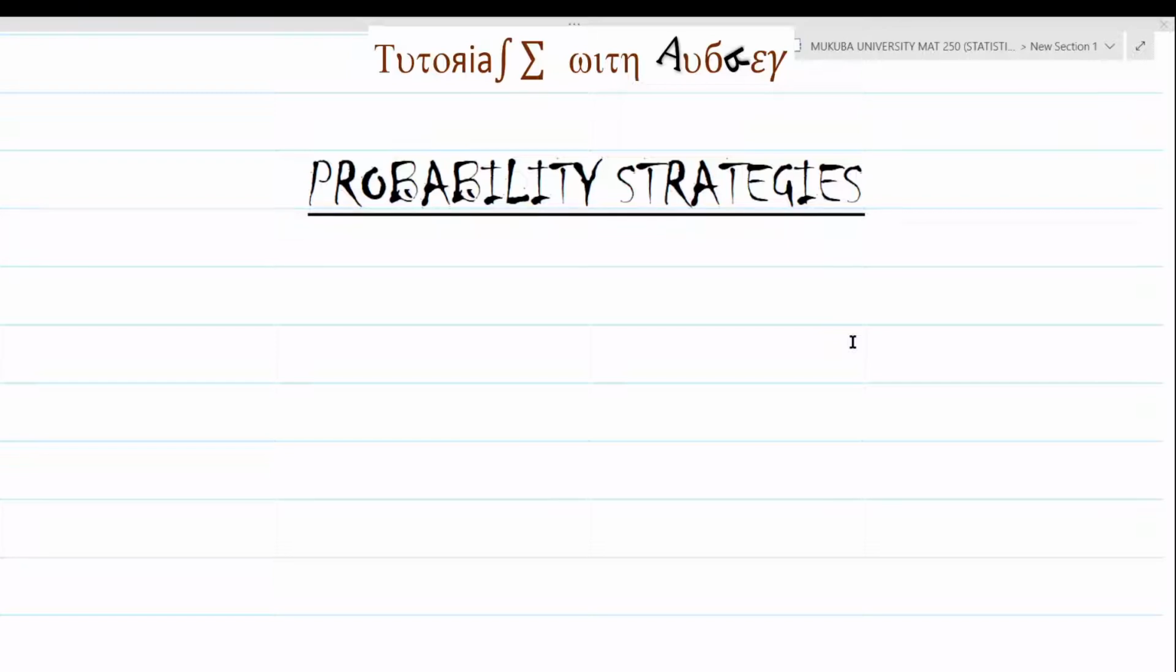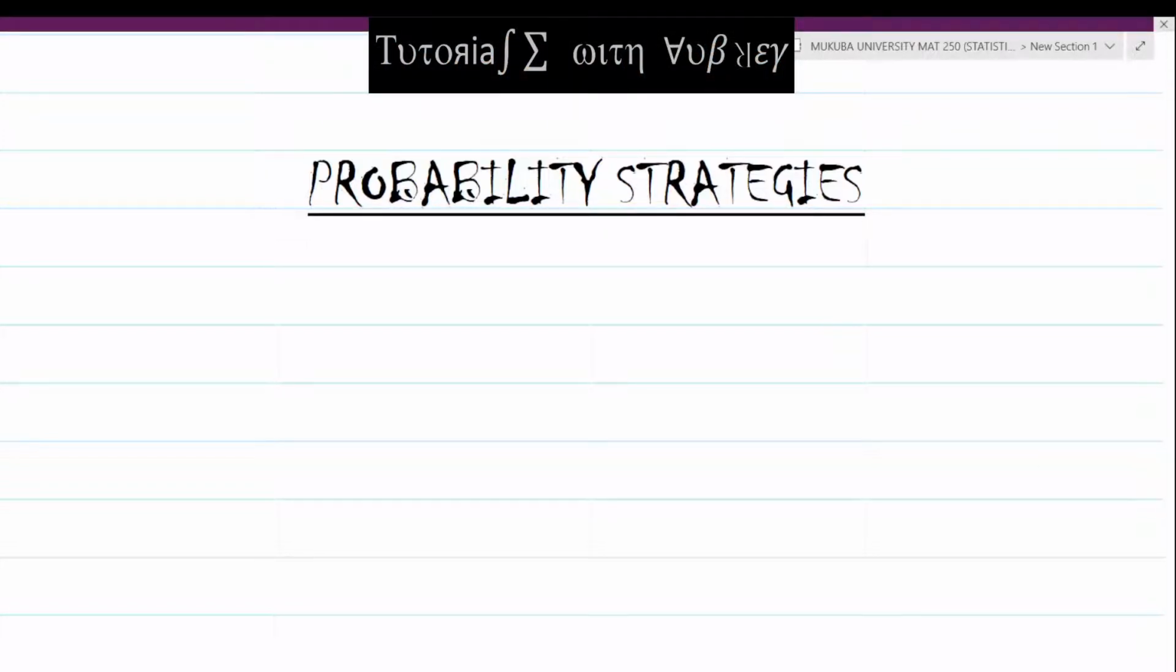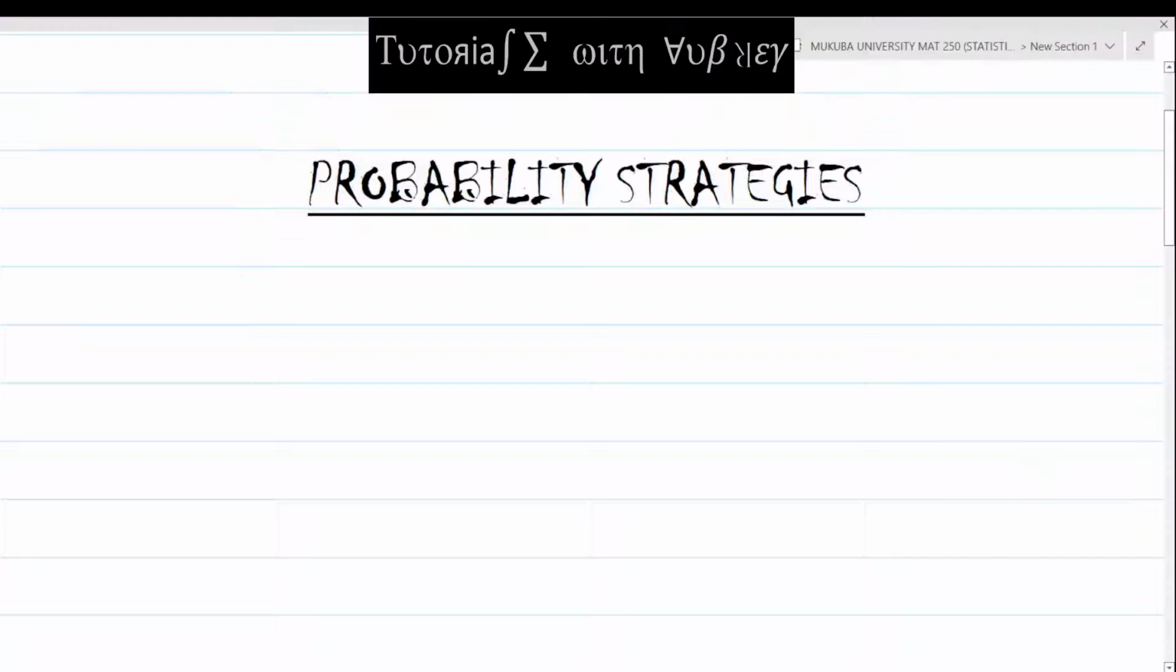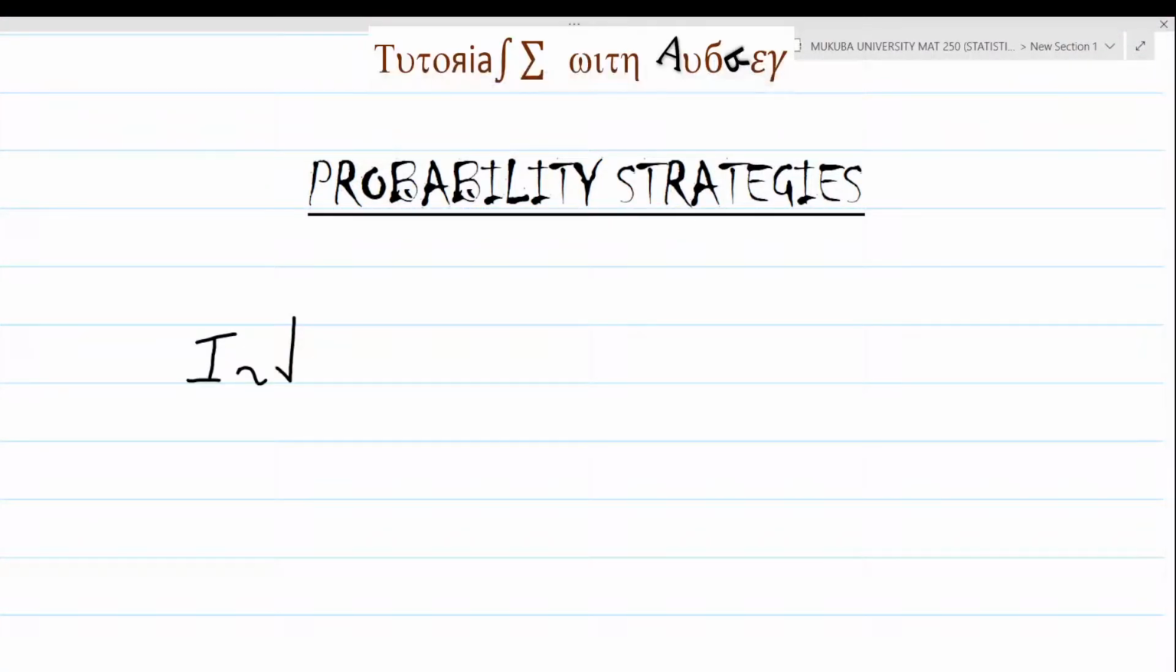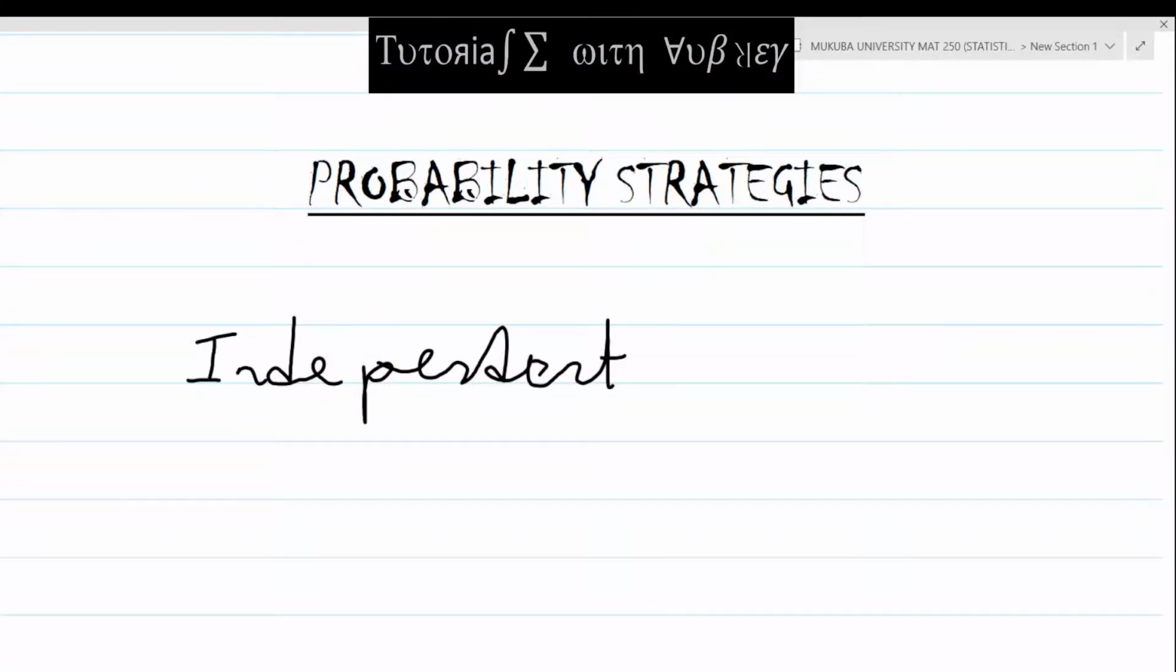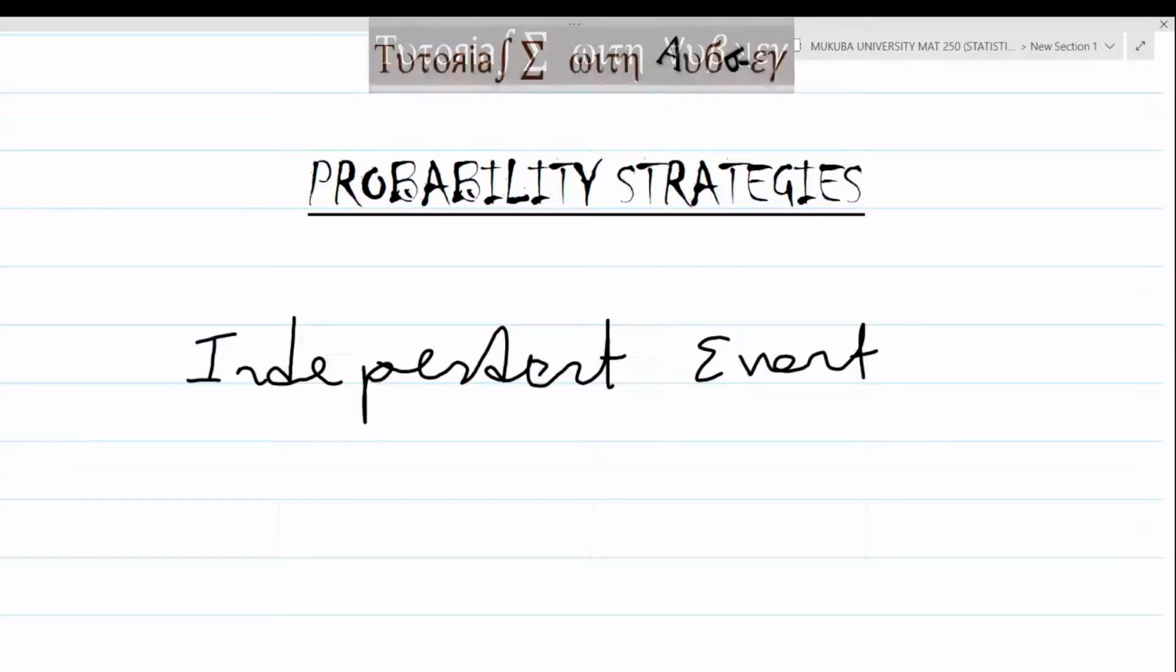Now, the first thing that you should note is that whenever you're solving a probability question, it will fall into these categories. Either the question you're solving falls in the category of independent events. When we say an event is independent, we are saying when that event happens, it will not affect the happening of other events.